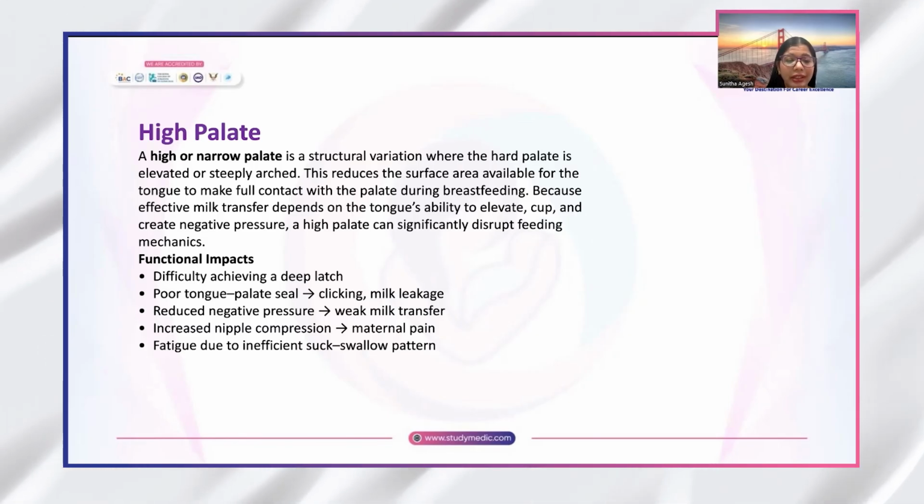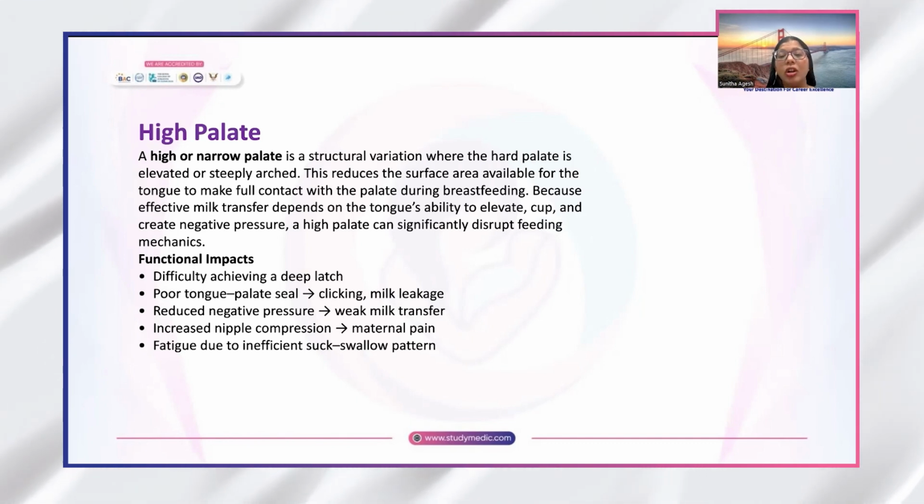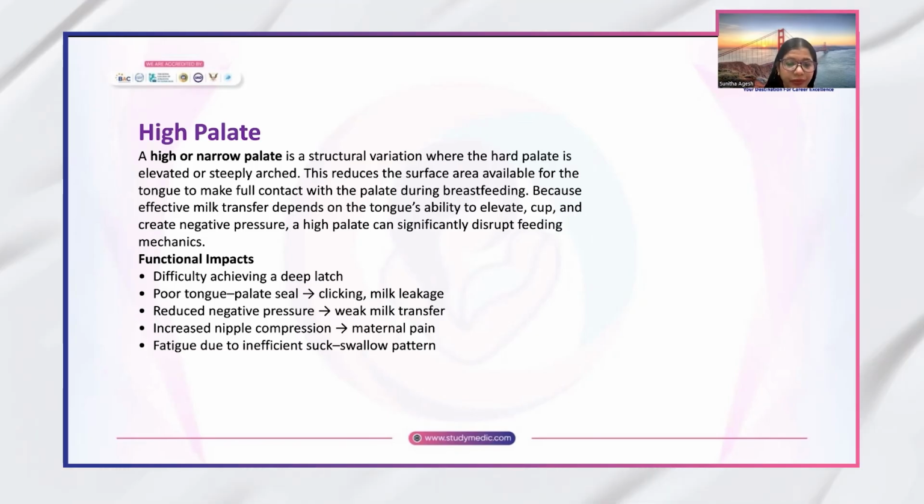So all this, same like the tongue tie, will lead to nipple compression and maternal pain. Because of this, the baby also gets fatigued because of inefficient milk transfer. The baby will also take a long time for feeding.